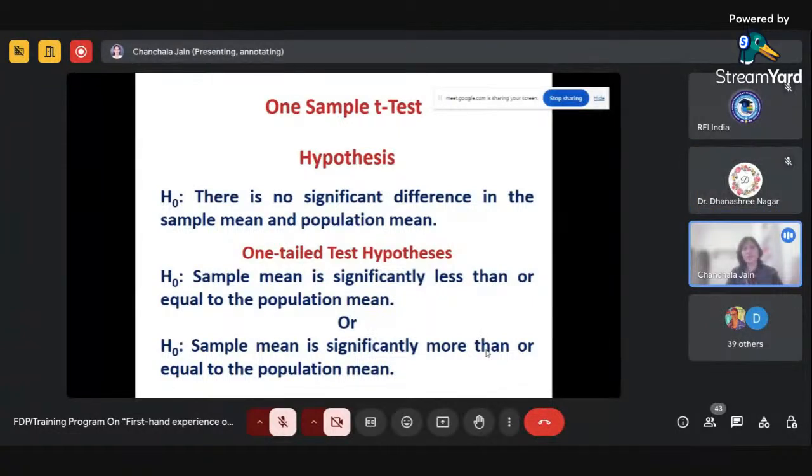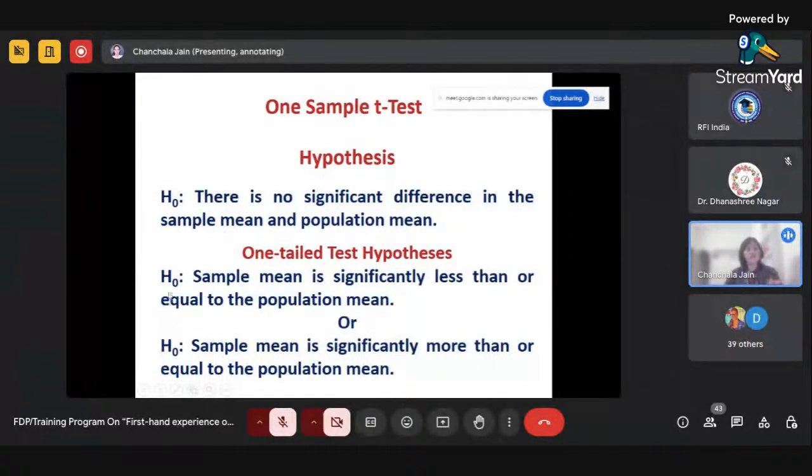So now you can see, previously I showed you the way of formulating the null and alternative hypothesis in the form of symbols. Now, how you can formulate the one sample t-test hypothesis in word form. There you can find there is no significant difference between the sample mean and the population mean. This is your null hypothesis. This is for the two-tailed test, when I am saying there is no significant difference, right?